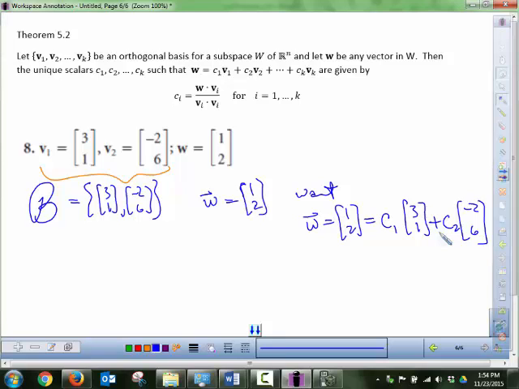Okay, so how we're going to do this is a system of linear equations. I don't know if you guys can do this in your heads. Is it obvious or no? Nah. So 3 times C1 minus 2 times C2 is equal to 1. C1 plus 6 C2 is equal to 2. And then we have two equations and two unknowns, a system.